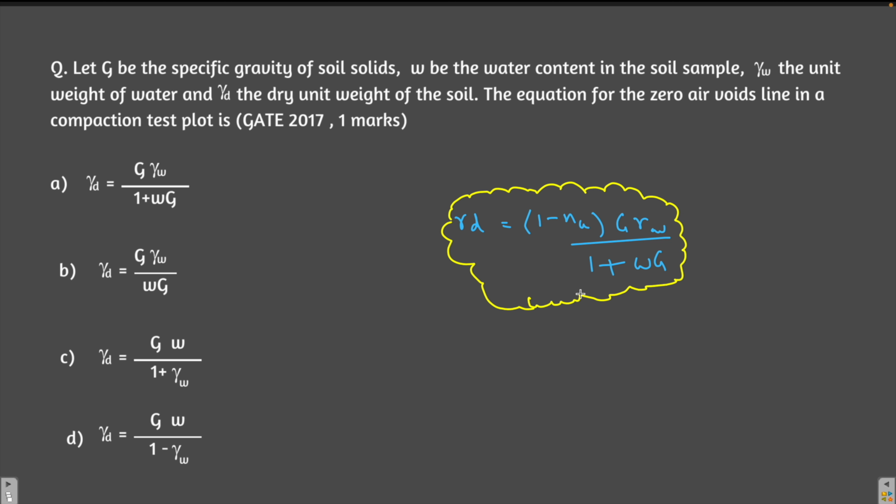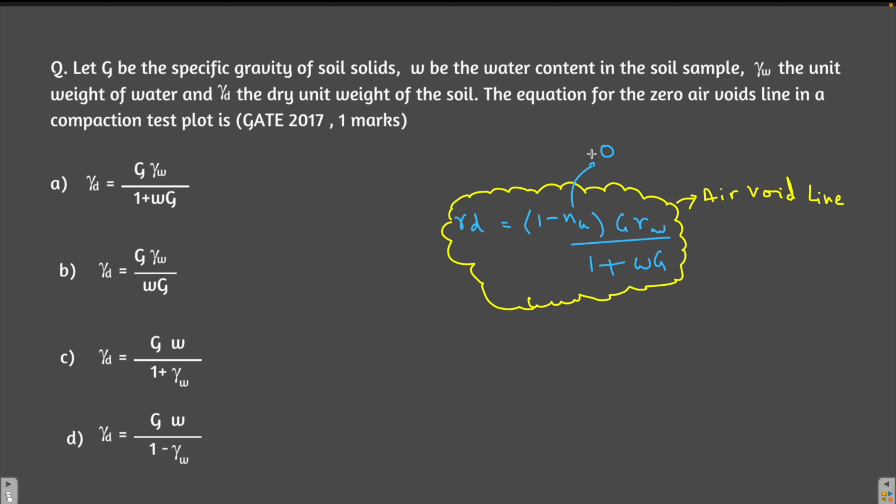Now this is the equation for the air void line. Now what is zero air void line? When all the air present in the soil is expelled out, that is eta A, the percentage of air in the soil, becomes zero, then it is called the zero air void line. So if this quantity becomes zero and the soil becomes 100% saturated, then the equation of the line is the zero air void line, or it is also known as the 100% saturation line, because in that case there is no air present and the soil becomes completely saturated.